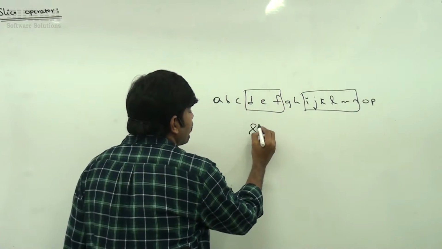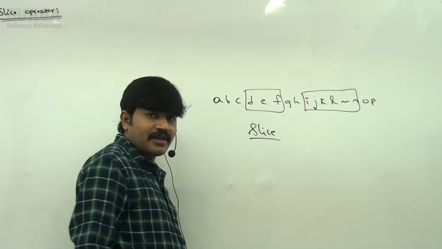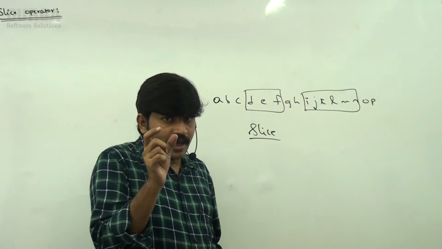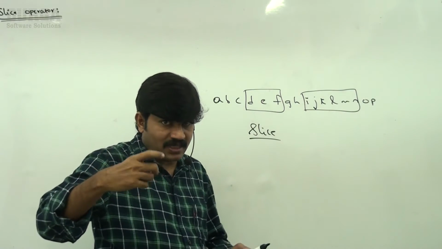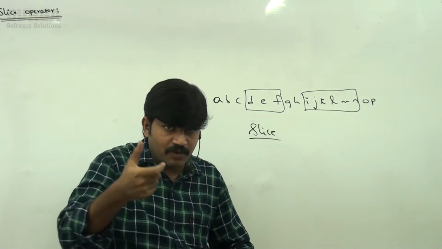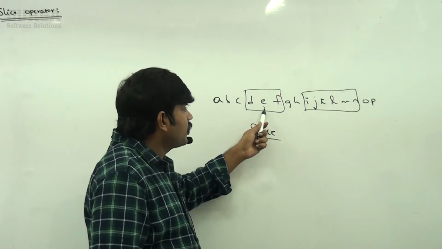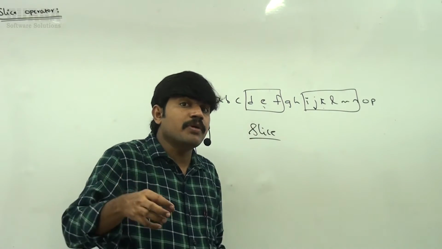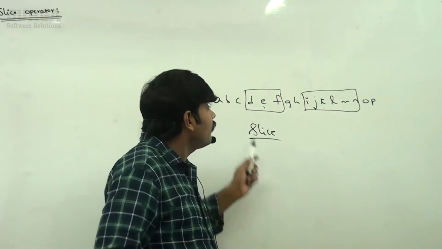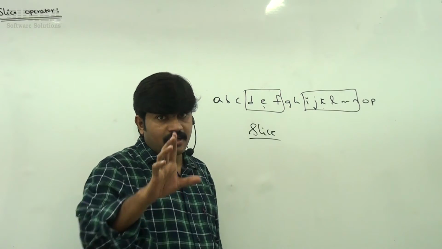Each substring is by default considered as one slice, just like our apple slice. Apple slice means what? One piece, one part. Okay, like, sir, I want this part, or I want this part. How can you get a substring from the given string? By using the slice operator, right?